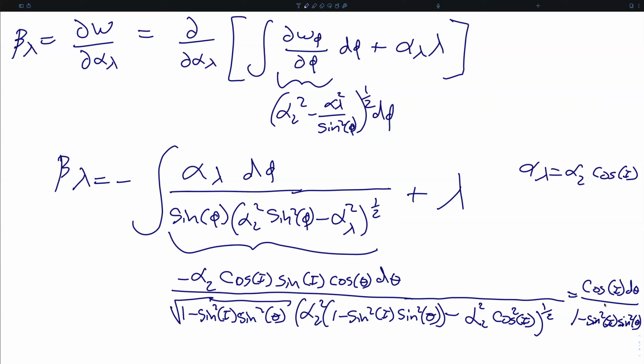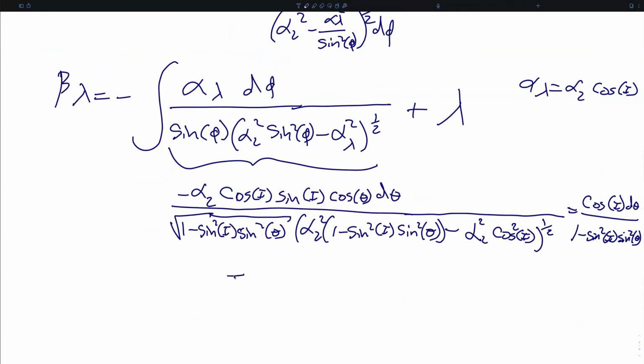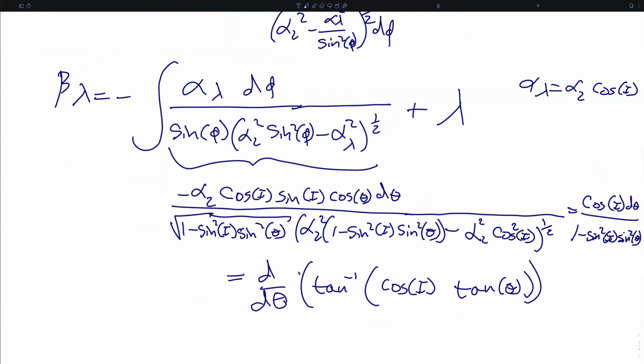If you squint at this expression long enough, you should be able to convince yourself that this is equivalent to the derivative in theta of the arctangent of cosine I times the tangent of theta. And of course, it's not strictly necessary to do this in the forward direction. You can just evaluate this derivative and prove to yourself that it gets you back to this expression under the assumption that I is constant. Remember, we are taking the integral of this expression with respect to now theta.